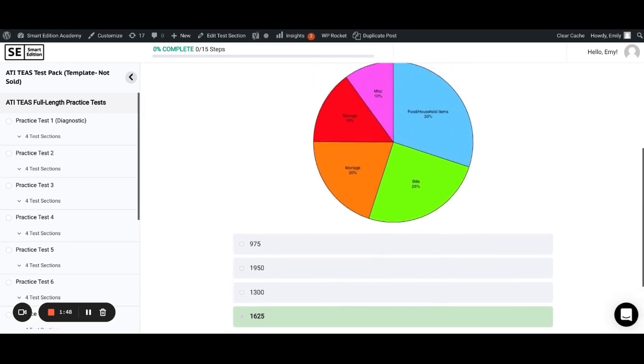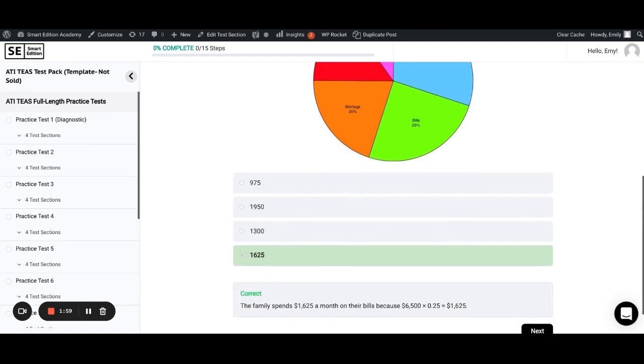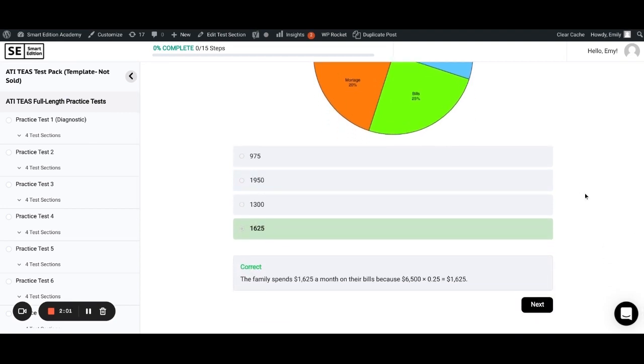So you would have to look at this graph and you would have to be able to dissect it. So here you can see that bills says that it takes up 25%. So you would take the total monthly income, which is $6,500, multiply that by 25%, which you get here from the graph, which gives you $1,625.